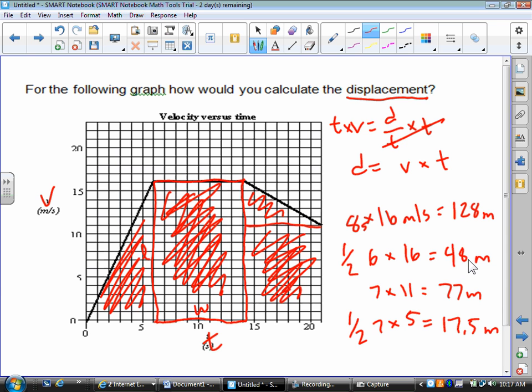So to find the area or the distance, you just add all this up. So it'll be 128 plus 48 plus 77 plus 17.5, and that gives us a displacement of what? 270.5 meters. All right, good job. So this is how you would get the distance on a velocity versus time graph. You just calculate all this area underneath.